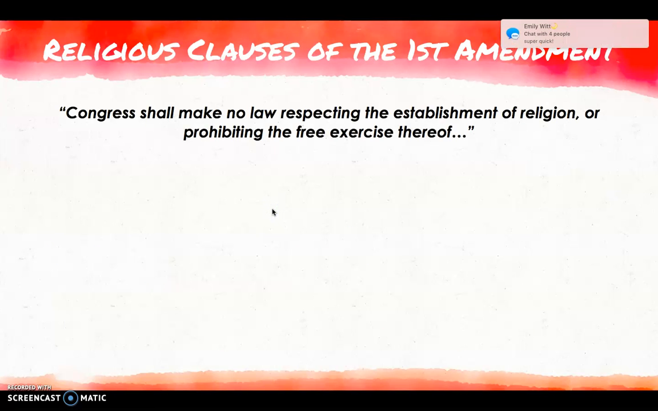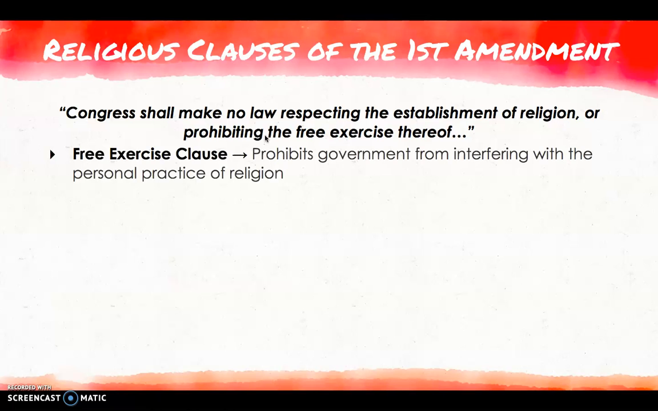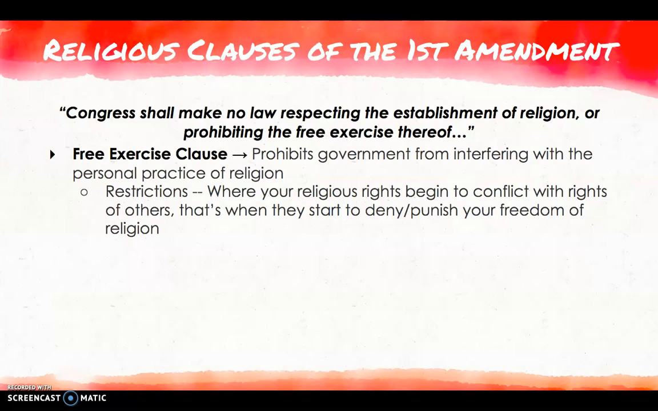Okay. The second clause of freedom of religion is Congress shall make no law prohibiting the free exercise thereof. And that is the Free Exercise Clause. This prohibits the government from interfering with your personal practice of religion. Now, that is not absolute. You cannot do anything and claim it to be a part of your religion. There are restrictions on this.